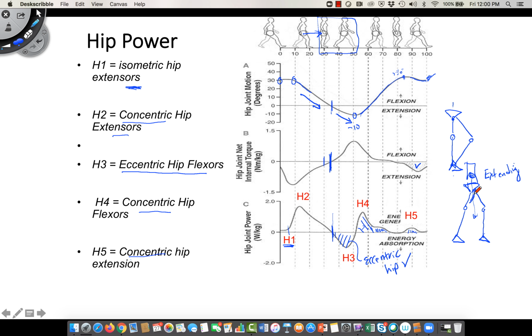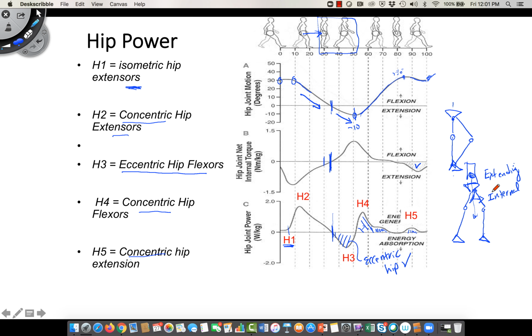So at this point, the hip flexors are the internal moment that's controlling this hip extension that's occurring from 35% of stance to 50% of stance. So that's an eccentric contraction.